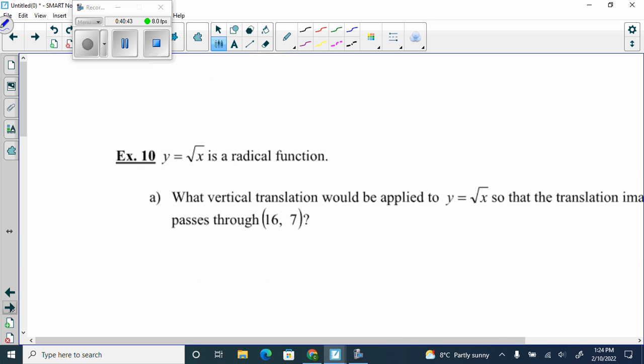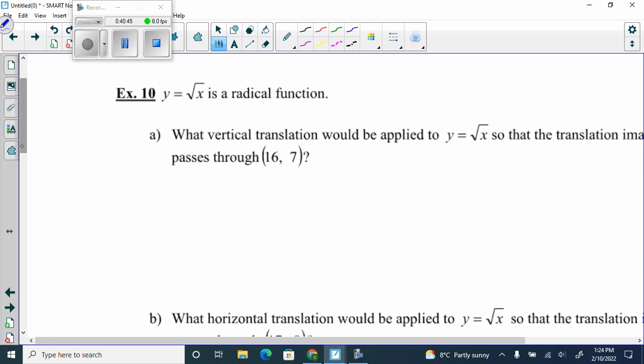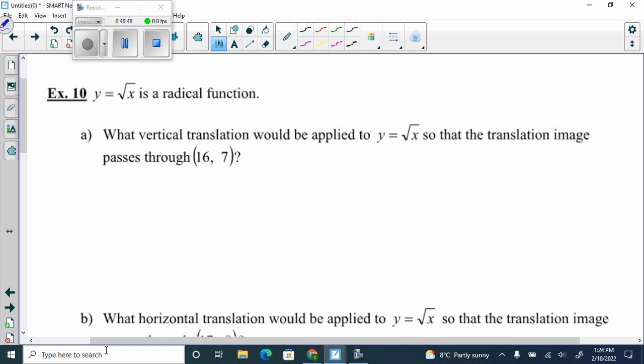Okay. When we go here, this one only works because we have one transformation. So here it says y equals root x is a radical function, which it is, square root function. What vertical translation would be applied? So we need a vertical translation. Does it say anything about horizontal? If there's no horizontal, what can we say? The x stayed the same, right? So here it says, what vertical translation would be applied to y equals root x so the translated image passes through 16, 7?